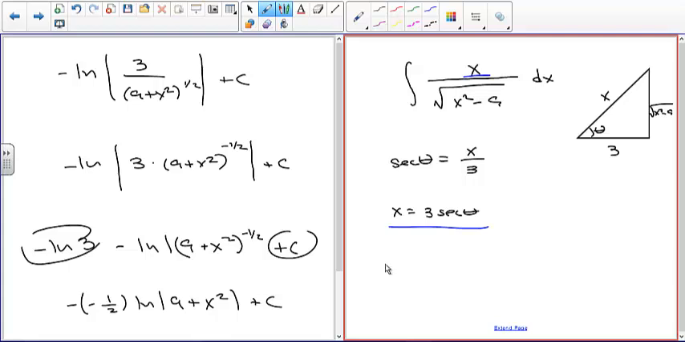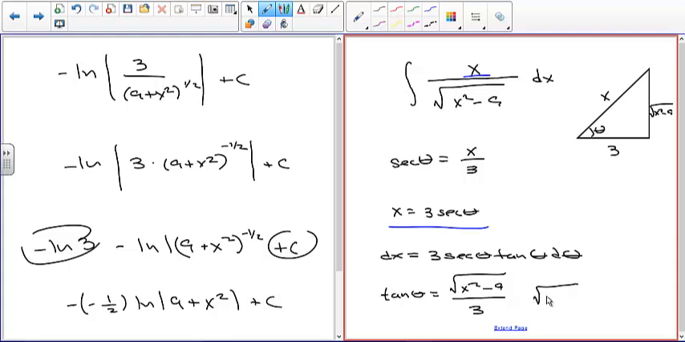We need dx, so as usual, we take the definition for x and we take the derivative. The derivative of the secant is secant tangent. So that's our dx substitution. And then the third substitution is this thing. What we do is we use a trig function that involves the square root term and the constant. So that's opposite over adjacent. That's the tangent. So we're going to say the tangent of theta is the length of the opposite side divided by the adjacent side. And so I can solve for the square root of x squared minus 9. That's equal to 3 tangent theta.